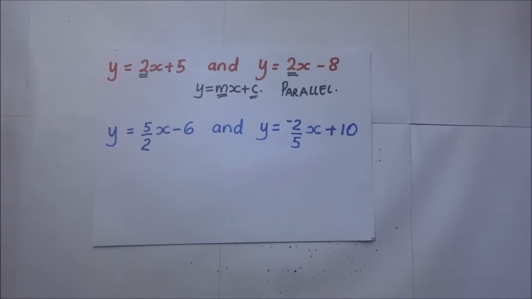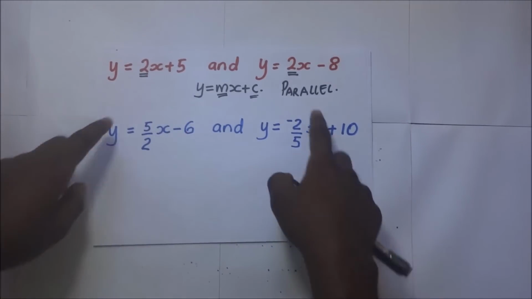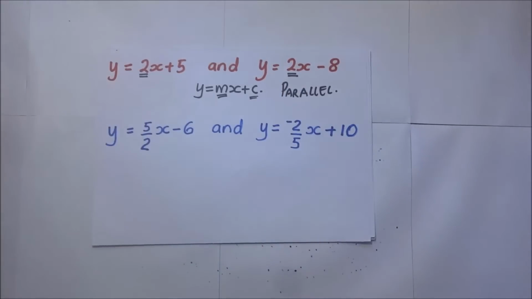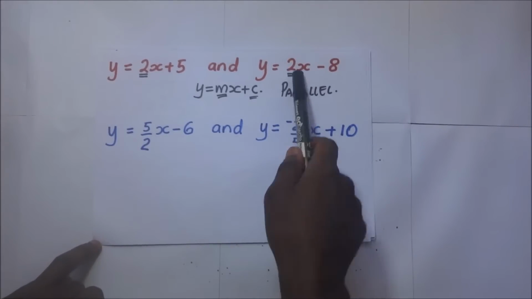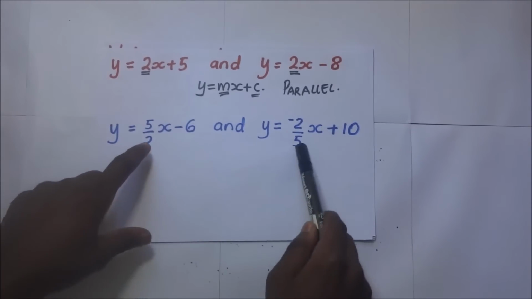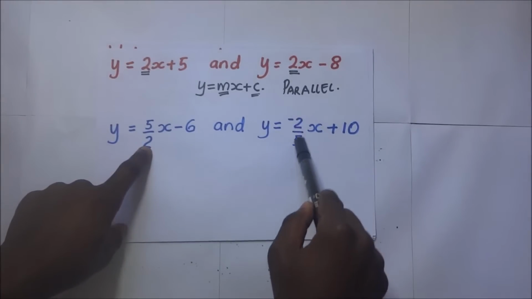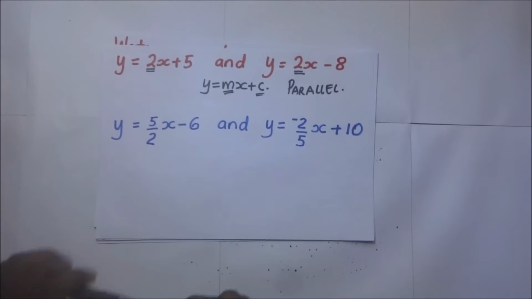So let's take it from there: parallel lines have the same gradient, or the same value of m. So that is how you tell that one line is parallel to another, when their gradient is the same. Now when you look at these two lines, if you get the value of m here and the value of m here and you multiply them, you're going to get -1.